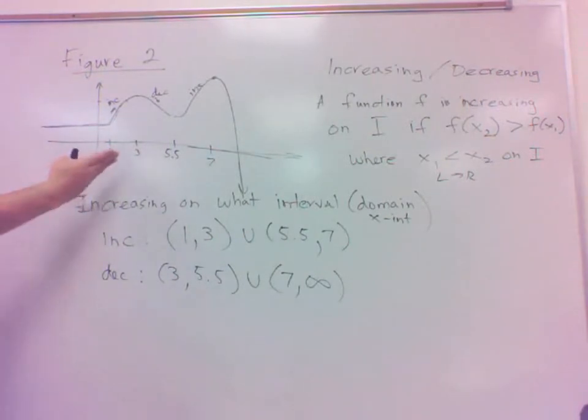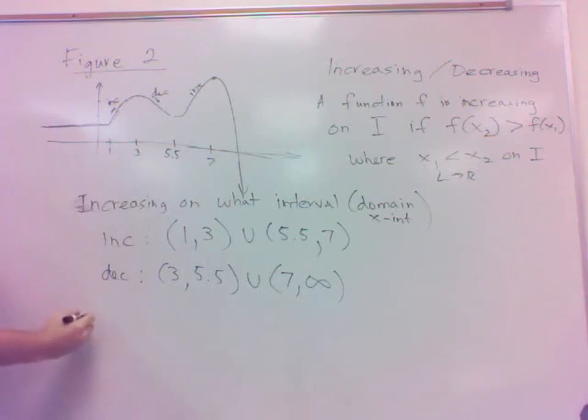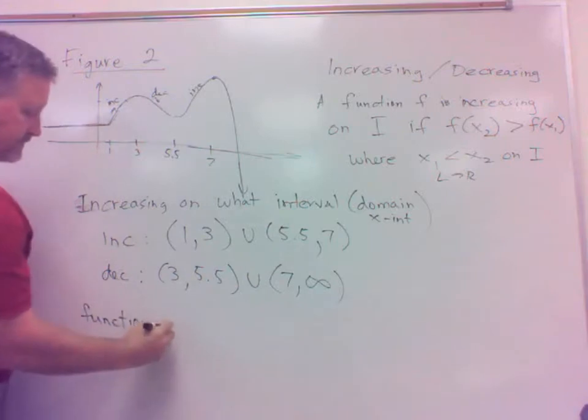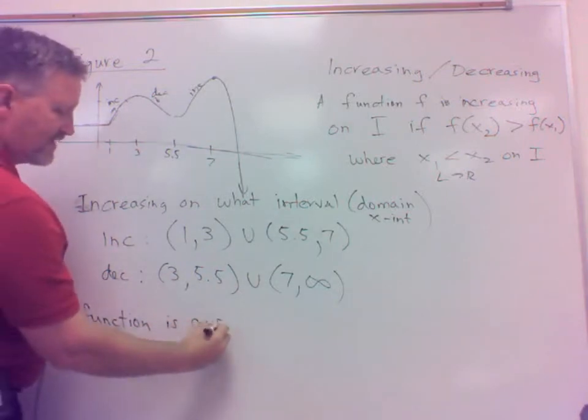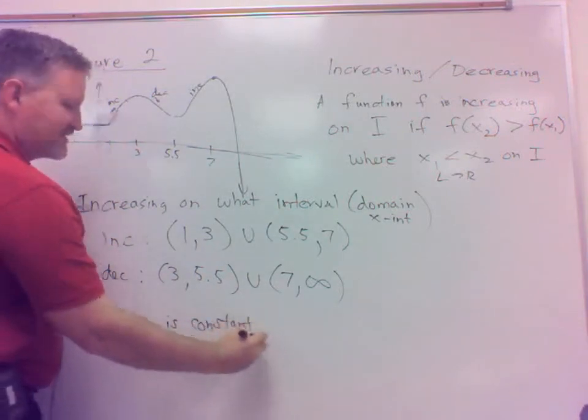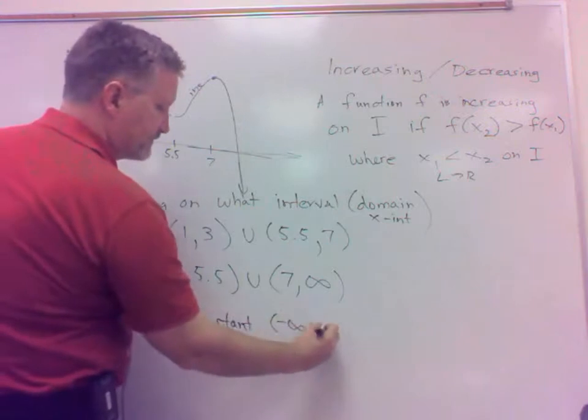Now, what about this part up here? Well, this part up here, it's not going up, it's not going down, it's staying constant, right? So this part up here would be a constant. The function here is constant from negative infinity to 1. I don't know if they'll ask about constant, but just in case, FYI, okay? Function is constant, negative infinity to 1. Okay?